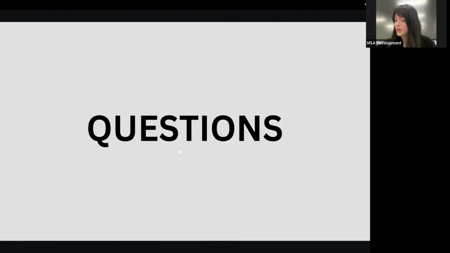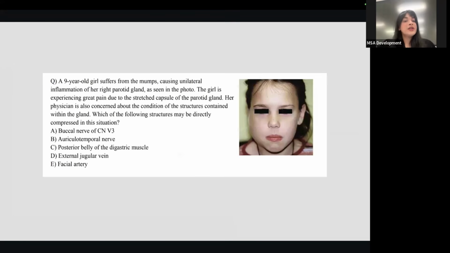Let's move on to the questions, right? Number one, a 9-year-old girl suffers from the mumps, causing unilateral inflammation to her right parotid gland, as seen in the photo. The girl is experiencing great pain due to stretched capsule of the parotid gland. Her physician is also concerned about the condition of the structures contained within the gland. Which of the following structures may be directly compressed in this situation?